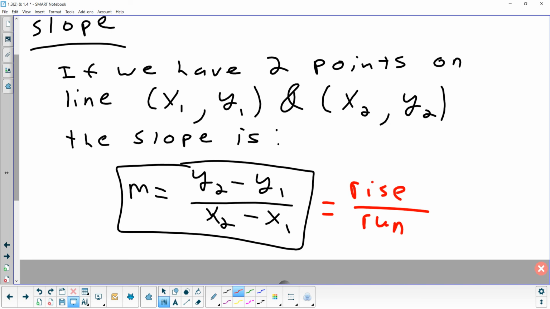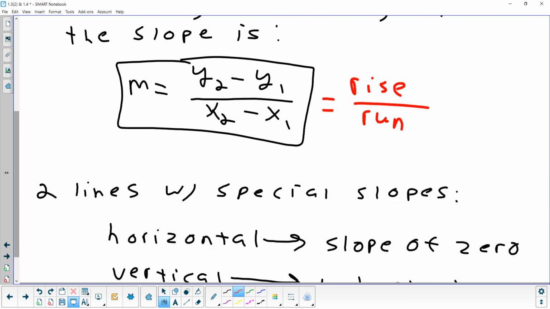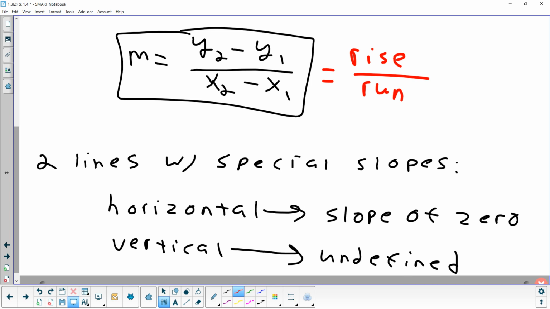And the way you calculate rise is subtract the y's. Rise, y's. And run is a horizontal distance, so we subtract the x's. Okay. There are two special cases of slopes. If you have a line that's perfectly horizontal, that's a zero slope. And if you have a line that's perfectly vertical, that's an undefined slope. And so those are special cases.